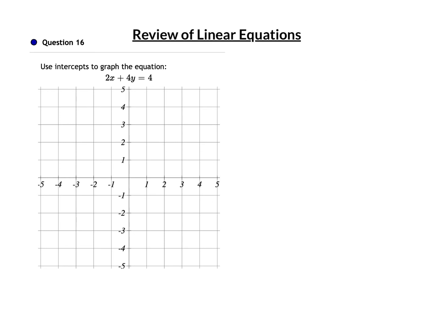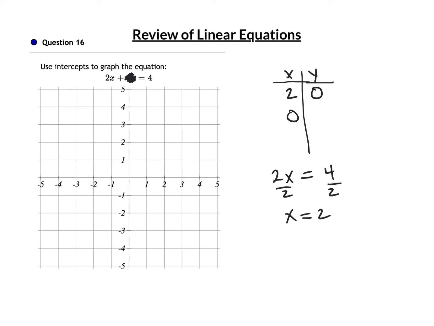Question 16. Use intercepts to graph the equation. Earlier in this assignment, we found intercepts, and the secret was to put zeros in the diagonal. If you're looking for the x-intercept, y is 0, because you don't go up or down in the coordinate plane. If you're looking for the y-intercept, x is 0, because you don't go left or right in the coordinate plane. If we plug 0 in for y, this term is just gone. And I'm left with the equation 2x equals 4. And I'll divide by 2, and I get x equals 2.